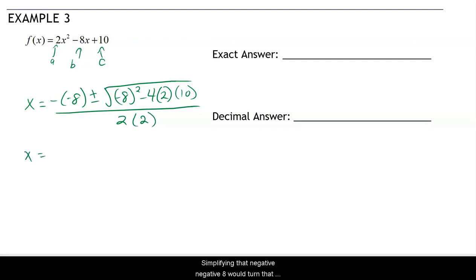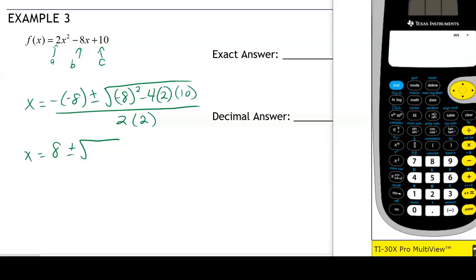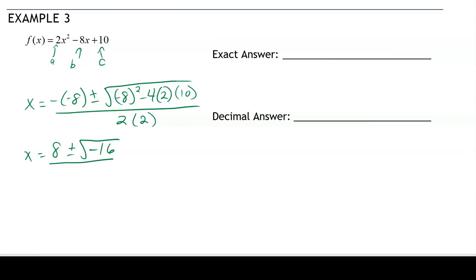Simplifying that, negative 8 would turn into a positive 8 plus or minus. Inside of my square root, I would have negative 8 squared. Again, those parentheses are very important. Minus 4 times 2 times 10 when plugging it into the calculator. And enter. That'll give me negative 16, over 2 times 2, which is 4.